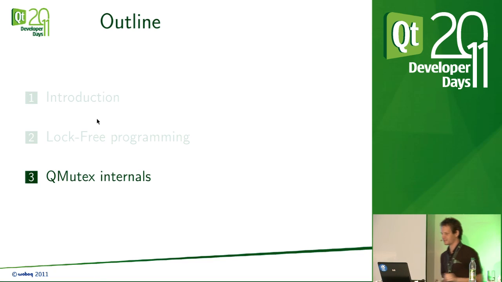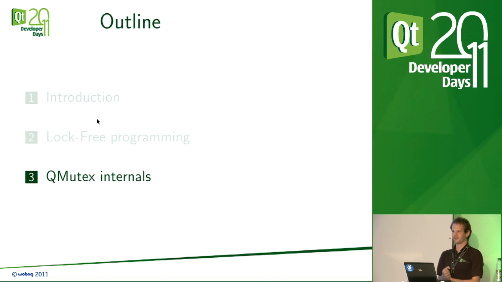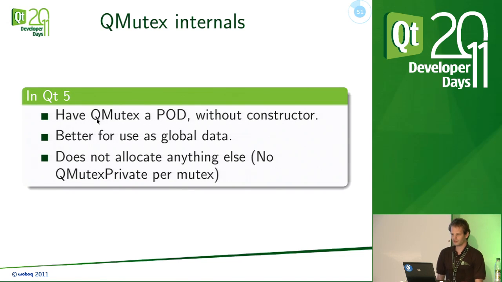So if there is no question, let's apply again what we've seen and try to explain how QMutex in Qt 5 will be working. QMutex in 4.7 already applies some of those similar principles, but in Qt 5, we would like QMutex to be a POD without any constructor. The reason is that in the previous example, I added a QMutex as global data in my file, and QMutex has a constructor, and there is a policy in Qt which says no global objects in the library.